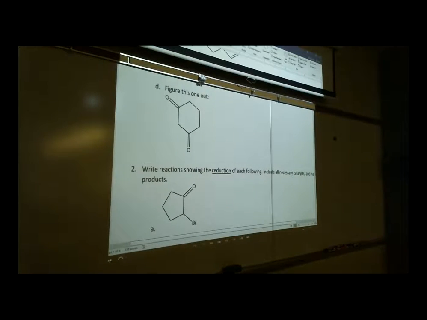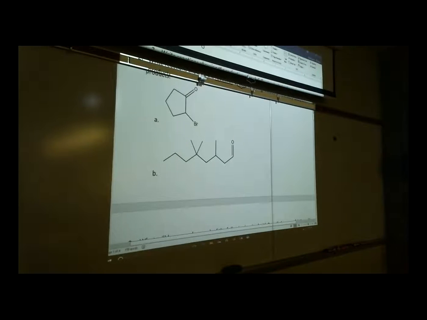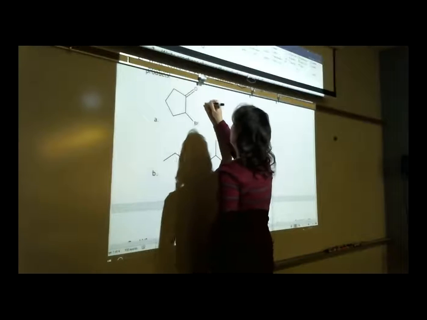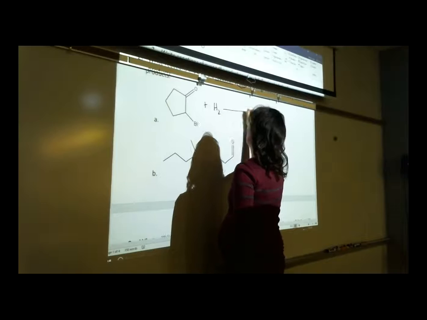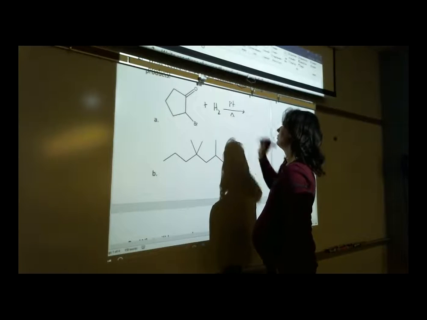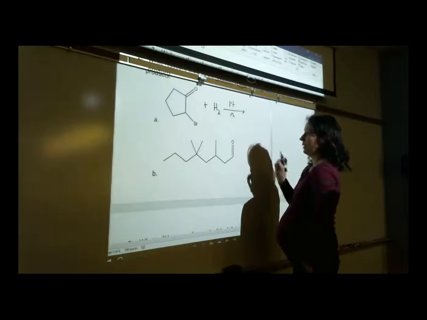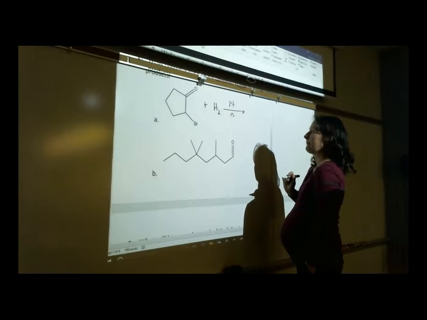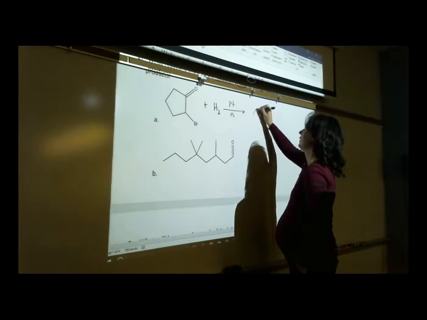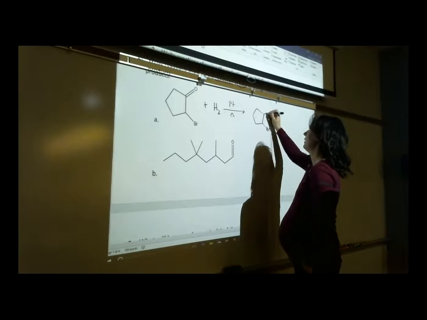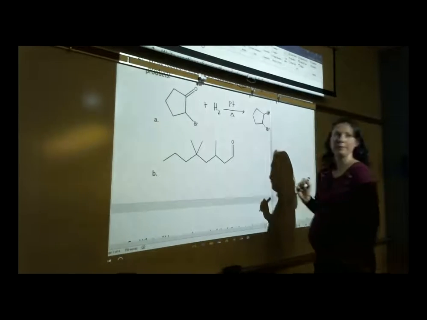All right. Let's do some reduction. So reduction is a reaction with what? H2, right? And what catalyst do we need? Platinum would work, palladium would work, right? We increase the temperature. So what's going to happen to this functional group? It becomes an alcohol, right? So our molecule with the bromine stays intact. This just becomes an OH now, right?